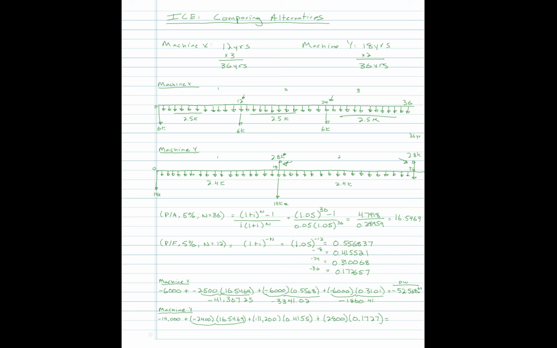The present value of that 2400 annual operating cost for machine Y is negative 39,712.56. For the 11,200 that we're going to be taking as a cost in year 18 to year 0, the cost in year 0 of that is negative 4653.60. And then the salvage value of the equipment in year 36, if we move it all the way back to year 0, is going to be 483.56. And so combining them all together, including the negative 14,000 that was already at the present, the cost there is negative 57,882.60. And so what that tells us is that the least costly option is machine X, and so we should select machine X.